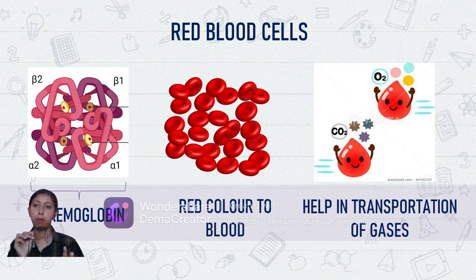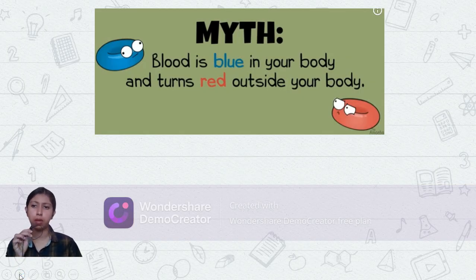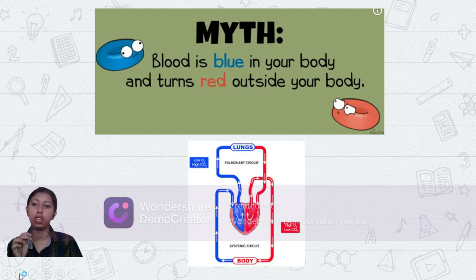So now we know that blood is helping in the transportation process and that there is a component called hemoglobin, which is a pigment present in RBC. Now let's come to a common myth that exists. This is a misconception among people that blood is blue in color when it is inside the body, but it turns red when it comes outside.